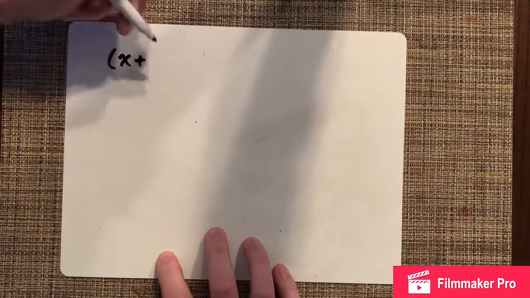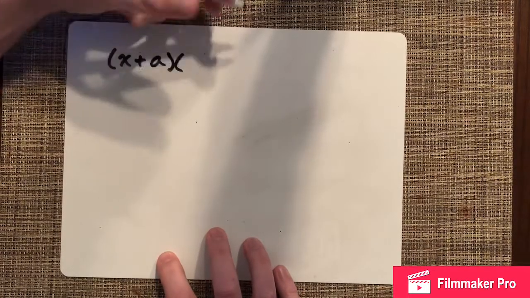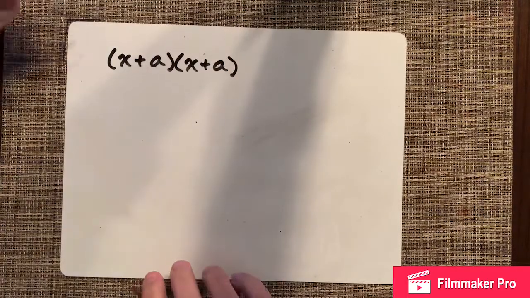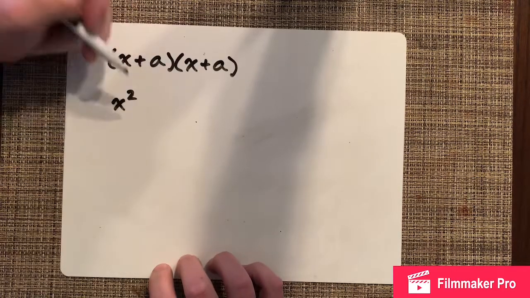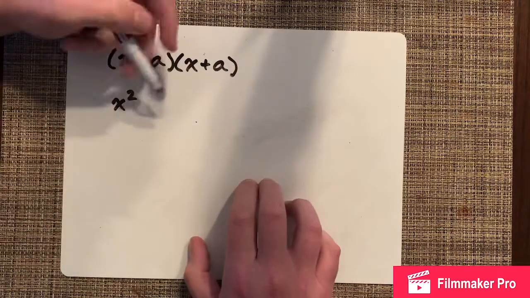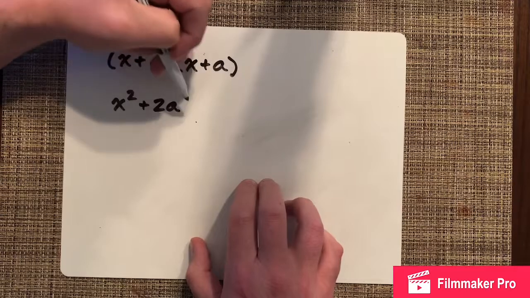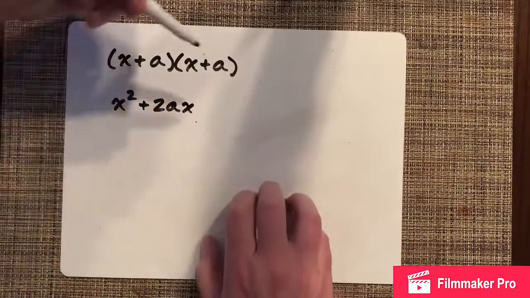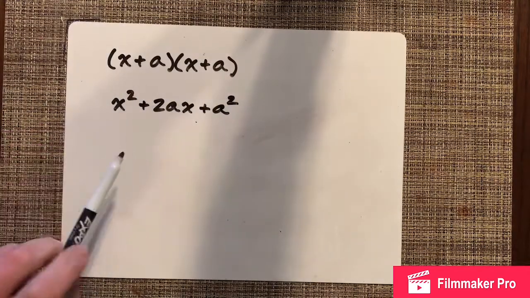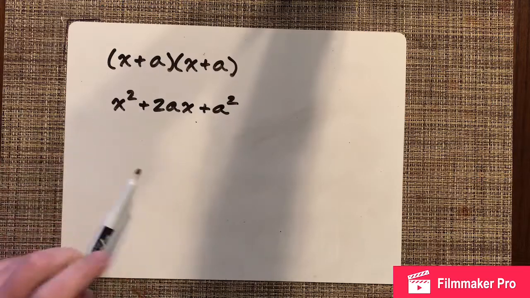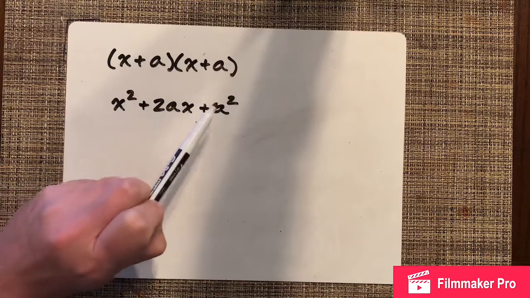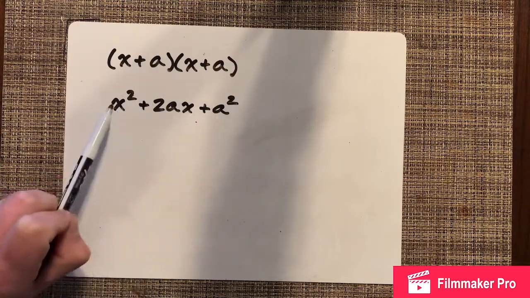(x + a) times another (x + a). If we take those two factors and multiply them together, we're going to get x squared plus ax plus another ax, so plus 2ax, and then plus a squared at the end. The structure of this perfect square starts to reveal itself when we multiply them out. We get a perfect square here, a perfect square here, and 2 times just the a and just the x in the middle.